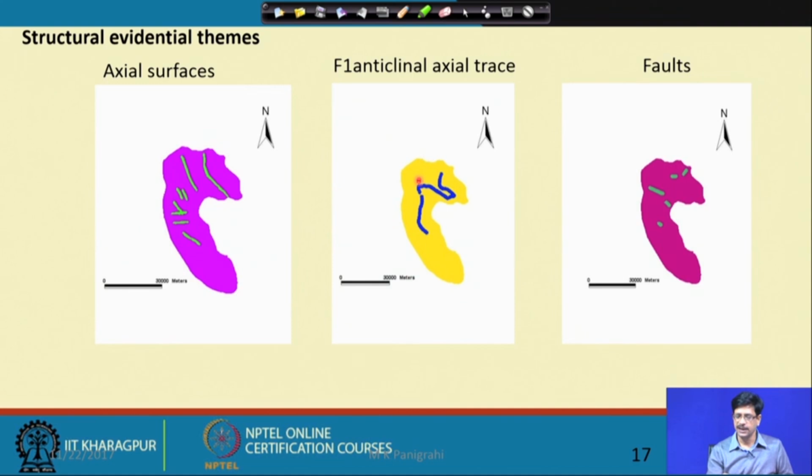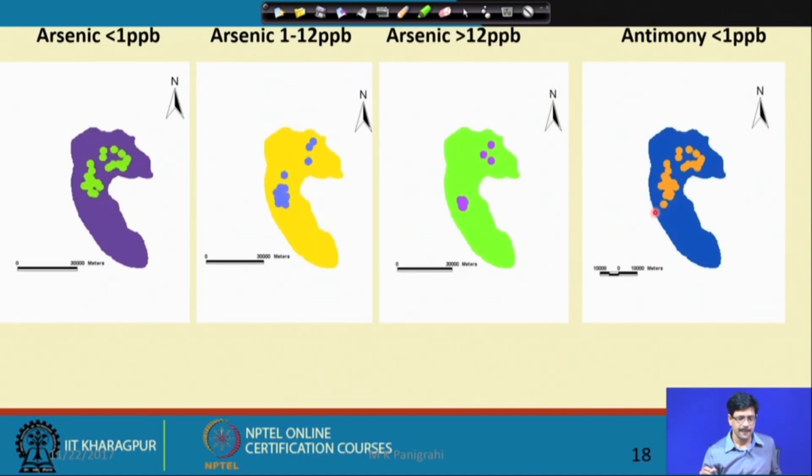Similarly, this was the F1 anticlinal axis, these are the traces of the faults, and suppose this area was subjected to some geochemical studies, geochemical anomaly, geochemical dispersion pattern, and arsenic and antimony were measured in the soils of the entire area. And then this could be a choice: let us see what are the areas where the arsenic is less than 1 parts per billion, or the areas which are between 1 to 12 parts per billion, or more than 12 parts per billion. One could choose a basis of this and can also have similar patterns generated.